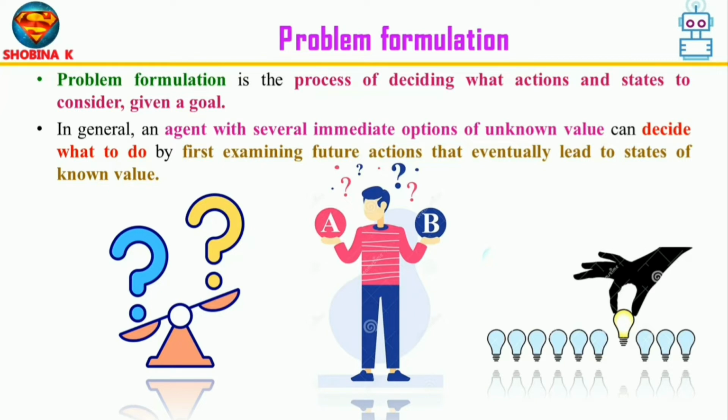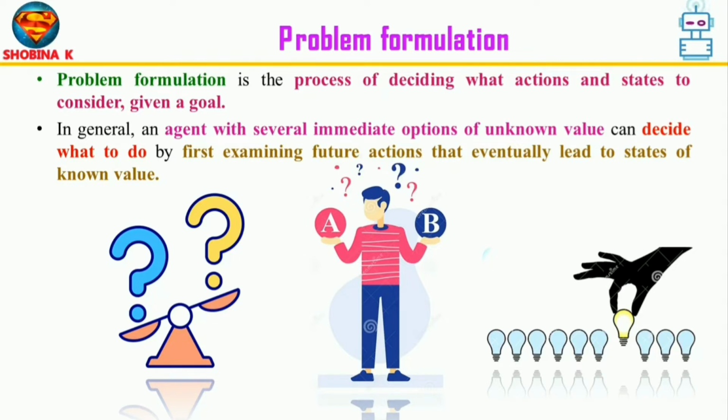In general, an agent with several immediate options of unknown value can decide what to do by first examining the future actions that eventually lead to states of known value. So in problem formulation, we decide how to manipulate the important aspects and ignore the others. Without doing goal formulation, if we do the problem formulation, we would not know what to include in our problem, what to leave out, or what should be achieved. So problem formulation must follow goal formulation. Sometimes there may be a cycle of iterations between goal formulation and problem formulation until one gets an efficient solution.